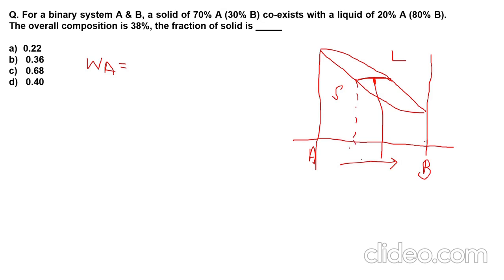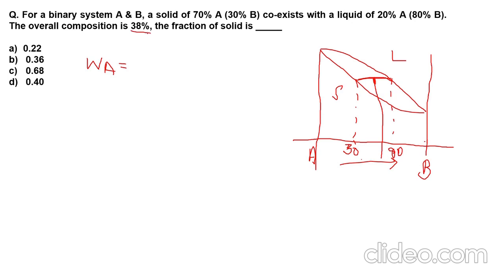What we are trying to draw here. So this will be 30 RB. Then we have it coexists with the liquid of 20% A, which is 80% B. So this is our 80%. So we have 30 and 80 fixed in the diagram, and it says the overall composition is 38%.